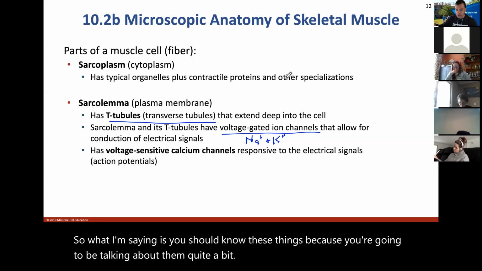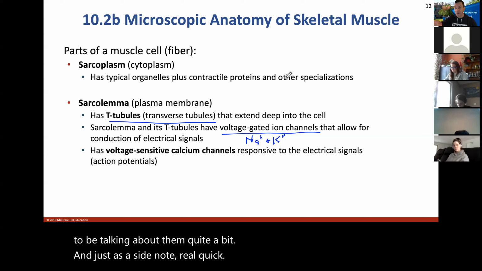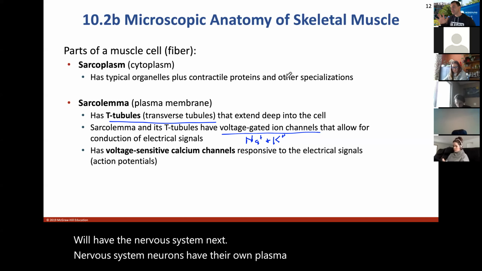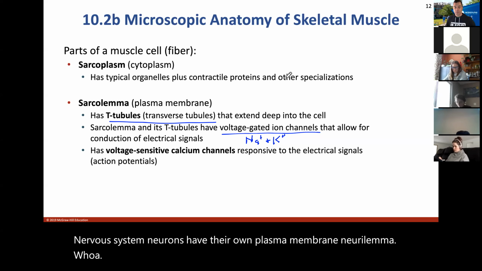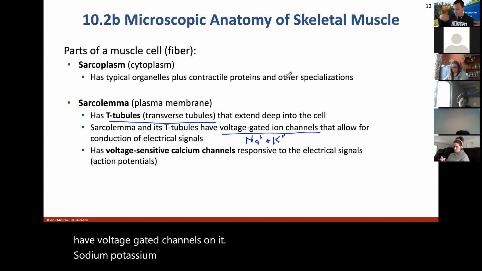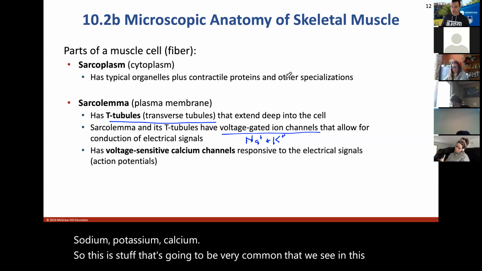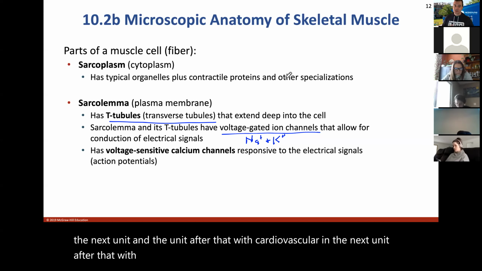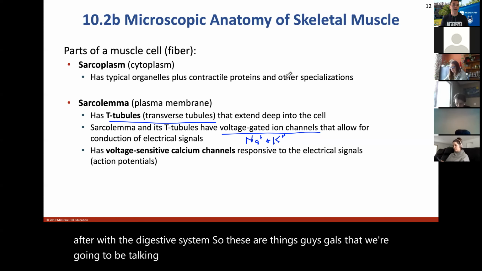And just as a side note real quick, we'll have the nervous system next. Nervous system, neurons have their own plasma membrane. Neurolemma. Whoa, mind-bending, right? But it's going to have the same stuff. It's going to have voltage-gated channels on it. Sodium, potassium, calcium. So this is stuff that's going to be very common that we see in this unit, in the next unit, in the unit after that with cardiovascular, in the next unit after that with the digestive system. So these are things, guys, gals, that we're going to be talking about a lot from here on out.